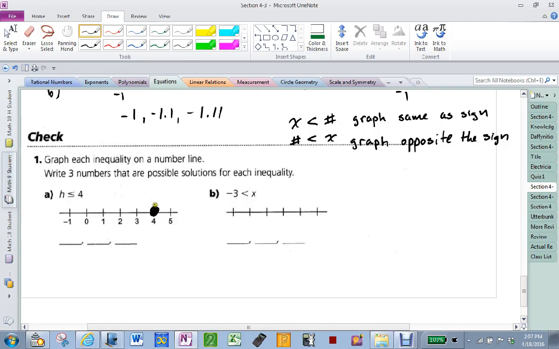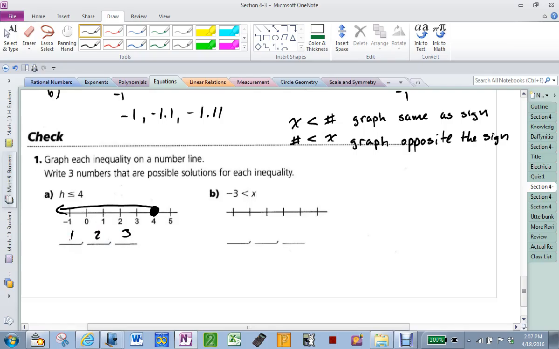Since the letter is first, do we graph the same way? Letter, sign, number. Do I graph the same direction as the sign? Yes. The sign points left, so I graph pointing left. And now, any numbers that line is going to go over will work. How far will that line go to the left? Negative infinity. So how many answers are there? Infinite answers. 3, 2, 1. Done. Got it?